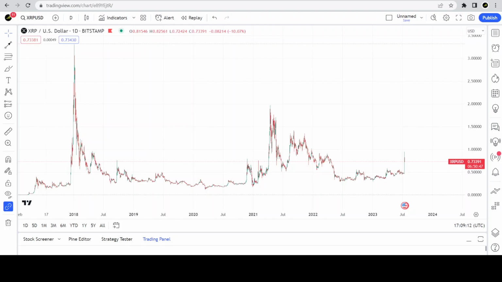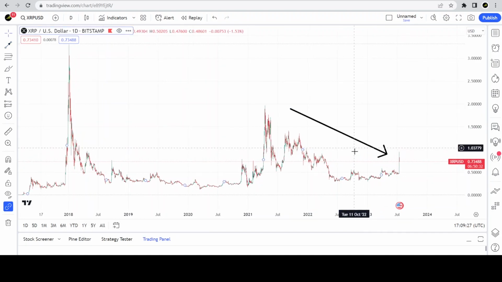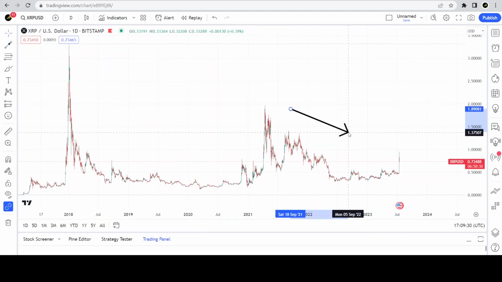So how does what happened yesterday affect the chart and the chart structure? More importantly, is this the beginnings of a bull run? Well, for those of you who follow this channel, you know that XRP is a repetitive structure. Let me show you some of the fractals that exist in this area.